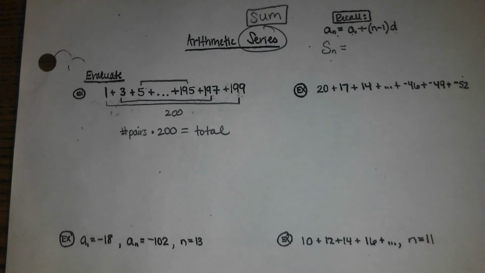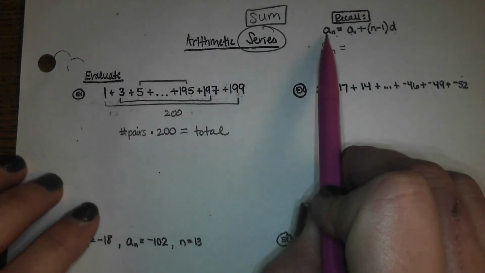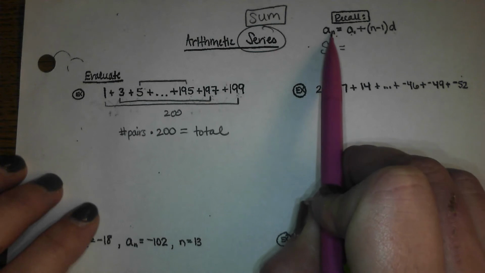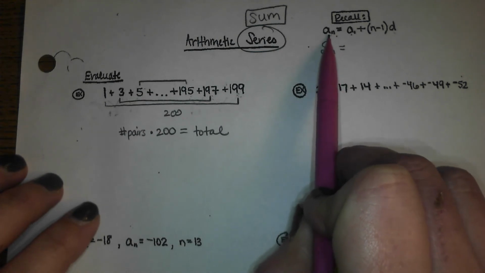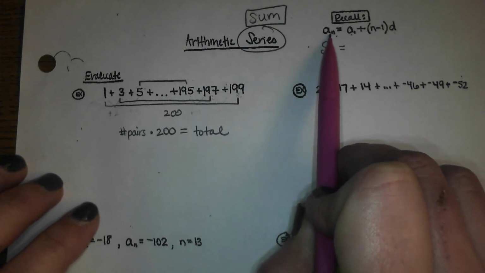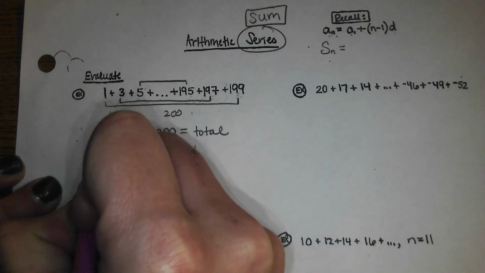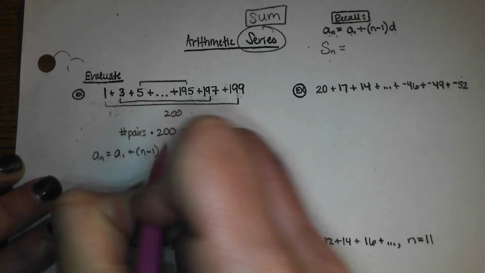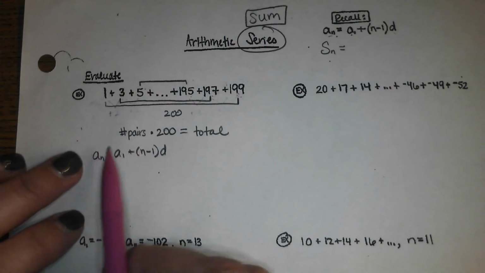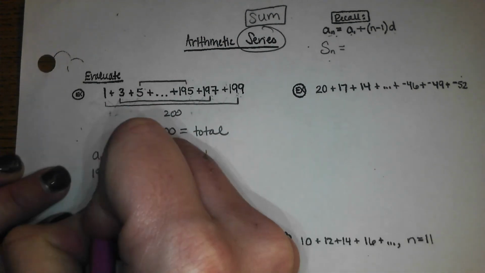This is where your arithmetic sequence formula is going to come in. What is your nth term? N being your last number in the term. What is the nth term? What is the last term? 199. So I'm going to write this formula down so I can see what I'm plugging in for what. But the nth term is your last term. That's 199.